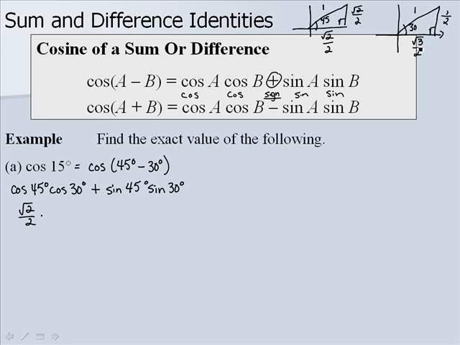times the cosine of 30 degrees, which would be the square root of 3 over 2, plus the sine of 45 would be the opposite over hypotenuse, or square root of 2 over 2, times sine of 30, which would then be 1/2. So we end up with the square root of 6 over 4 plus the square root of 2 over 4. And since we have the same denominator, we can put our numerators together, and we have the square root of 6 plus the square root of 2 over 4.